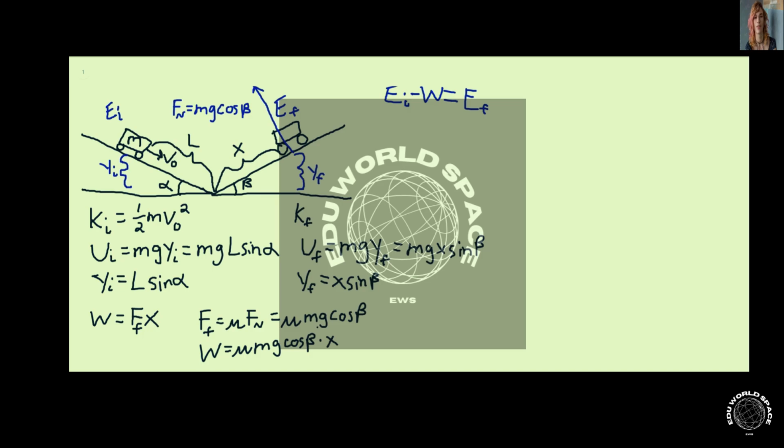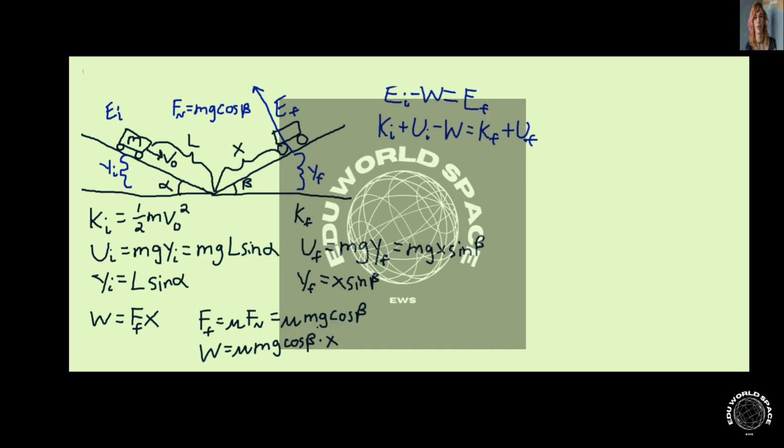So our total initial energy is just the sum of the initial kinetic energy plus the initial potential energy minus the work that's done. And that's equal to the total final energy, which will be the final kinetic energy plus the final potential energy. But we've already established what all of these terms are.